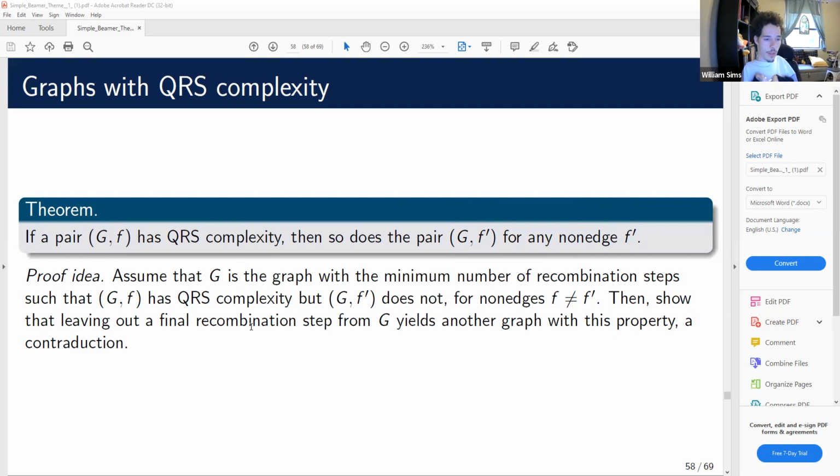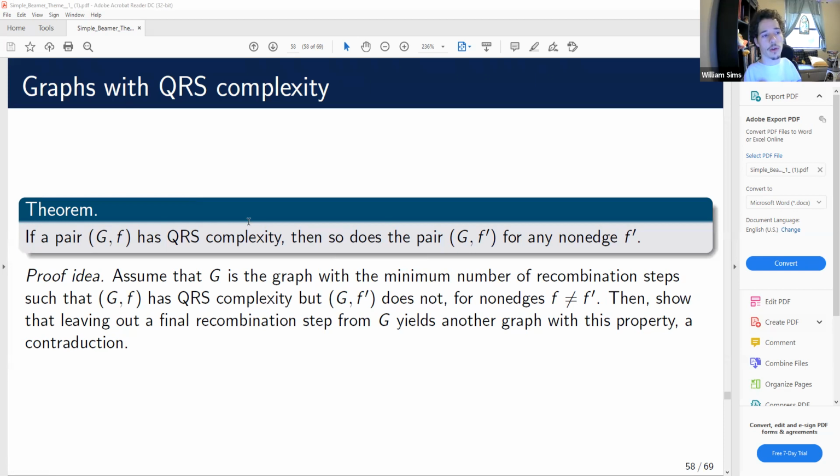Okay, so what we're going to do is prove this by contradiction. We're going to assume that G is the graph with the minimum number of recombination steps that violates this claim. So the minimum number of recombination steps such that one pair G comma F has QRS complexity, but another pair G comma F prime does not, where obviously these two are distinct.